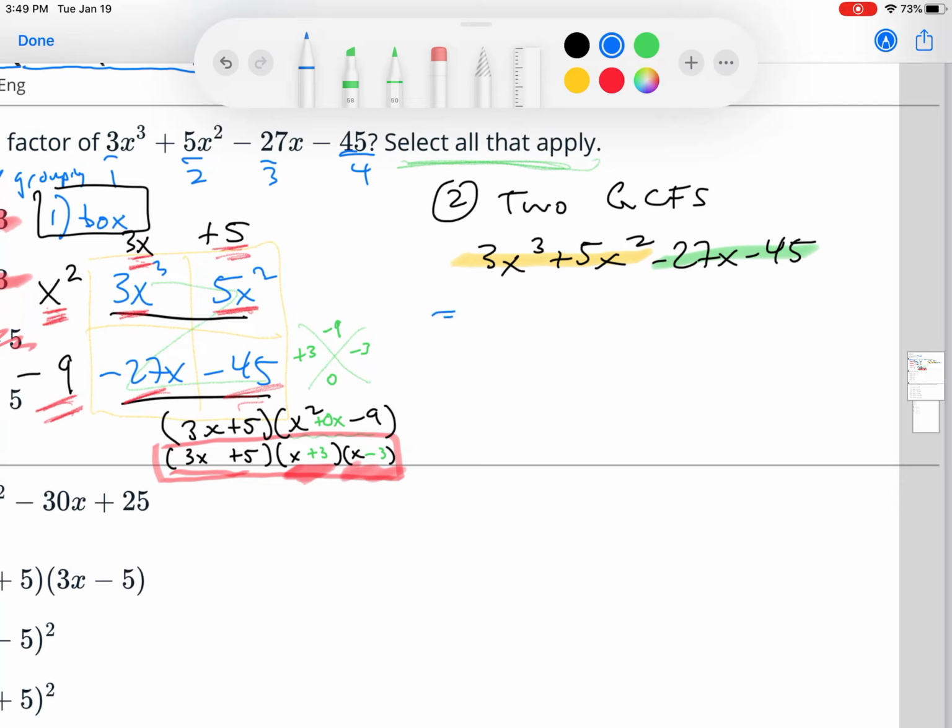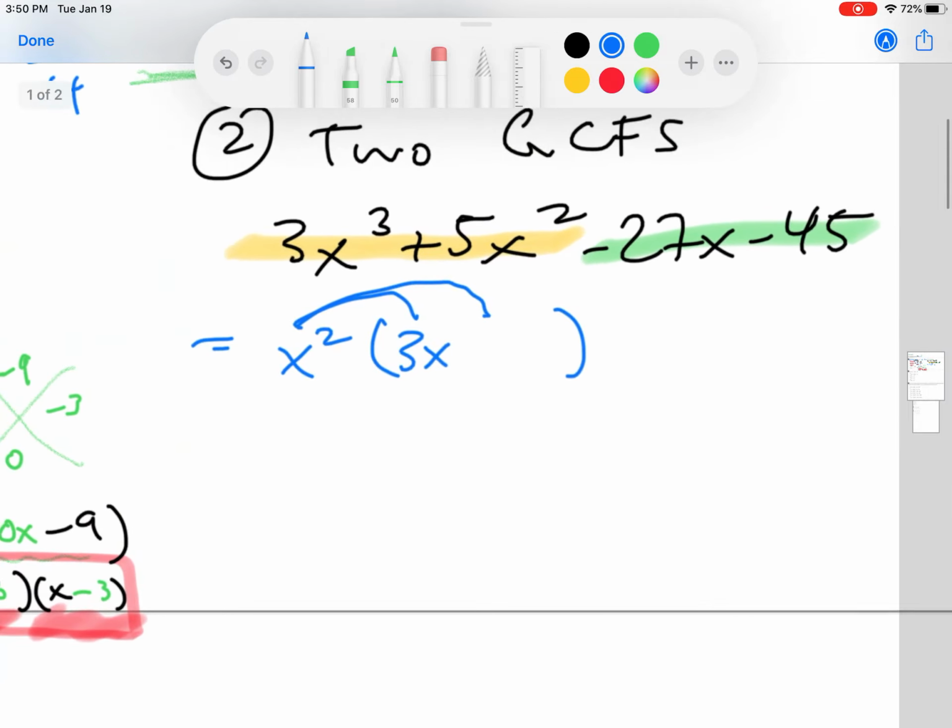So here in yellow, I think my greatest common factor is going to just be an x squared. So x squared times this, which would be 3x. And x squared times something would give us 5x squared. So this one would be a plus 5. And then in green, I'm going to have a -9. -9 times 3x. -9 times. So these numbers I'm getting, I have to think of. This would be a +5.